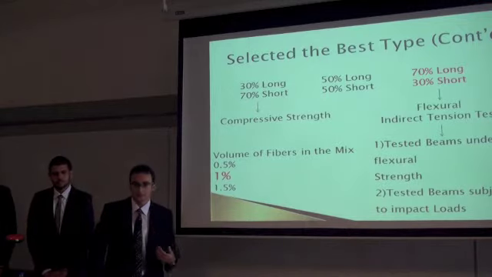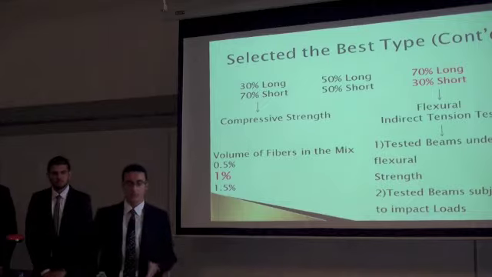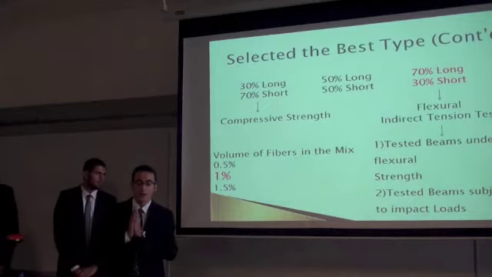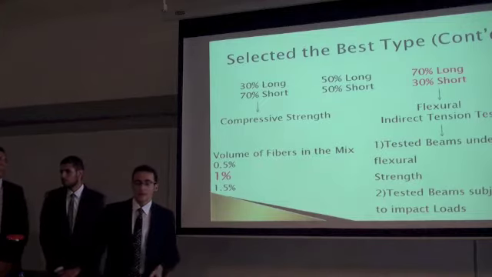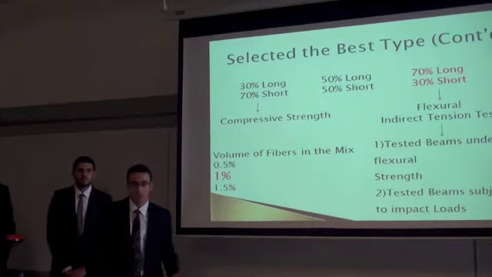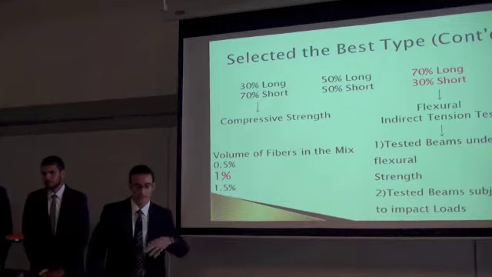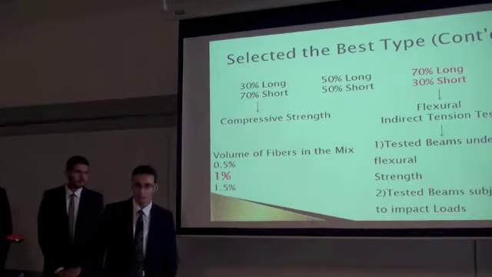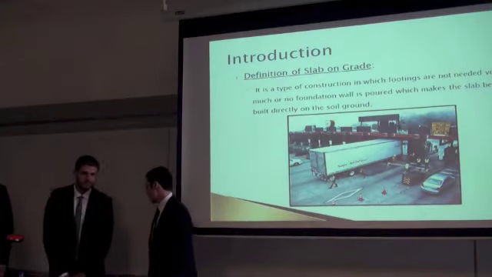And they took the best one and did the indirect tension test, and they tested the beams under flexural strength, and they tested beams also subjected to impact loads, and they had three different volumes, and they found out that 1% is the best one. And now I leave you with my colleague Ammar.